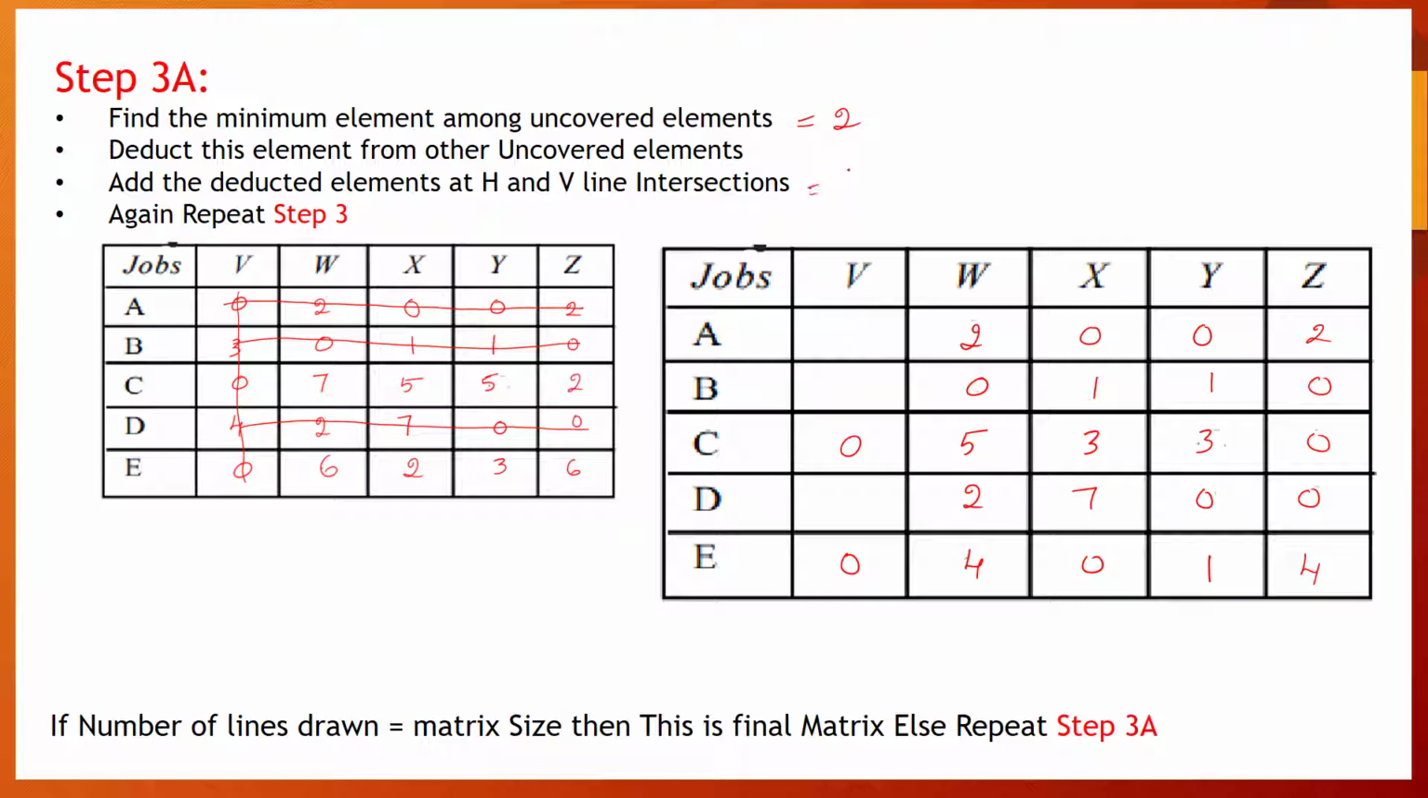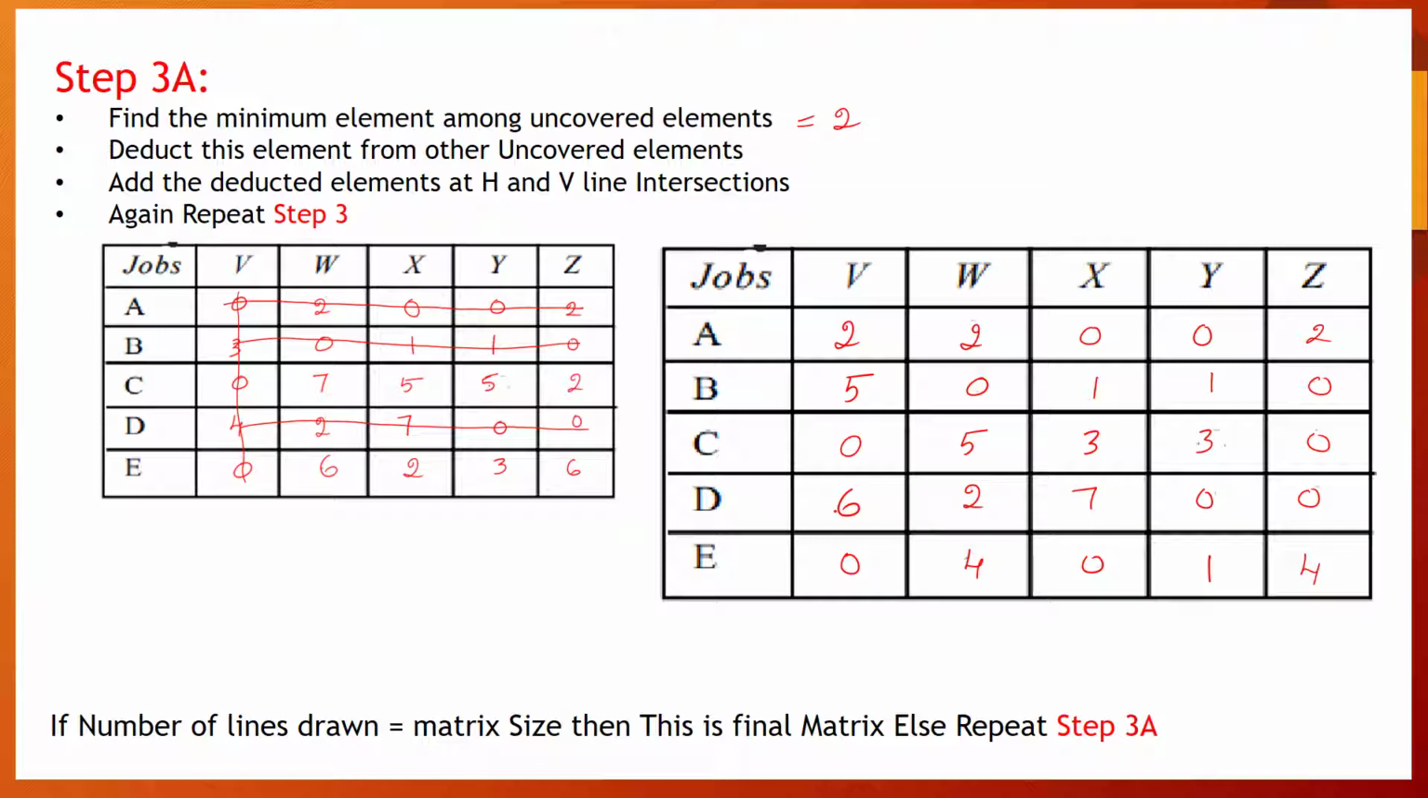So here we need to do -2 and here we need to do +2. So I will just remove them or else you will be confused. Just remember, at the cross sections we need to add, and at the other uncovered elements we need to remove them. So 0 plus 2 will be 2, 3 plus 2 will become 5, and here it is 0, so 4 plus 2 will become 6.